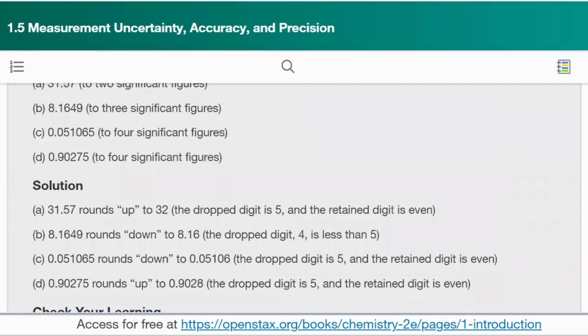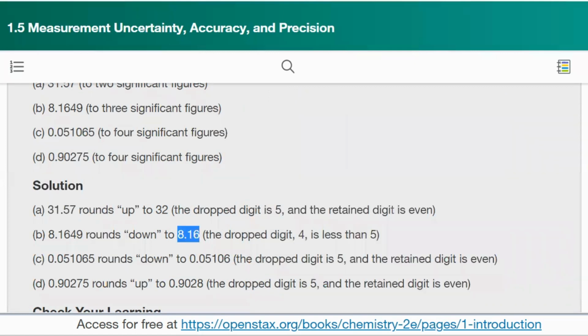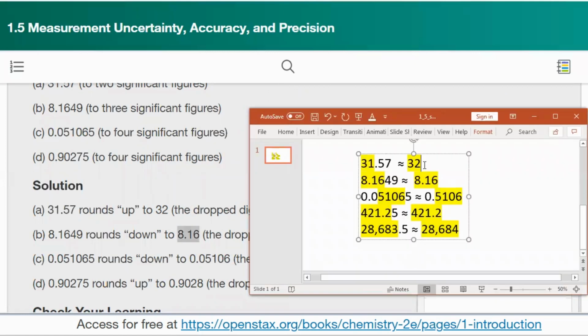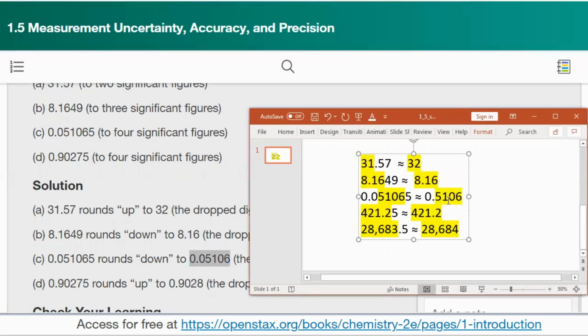Okay, panic there for a little bit. Okay, so here are the solutions. I got 32. This one said 8.16. What did I get? 8.16. The correct answer here is that. Oh, I missed the 0 here. Sorry. My mistake.